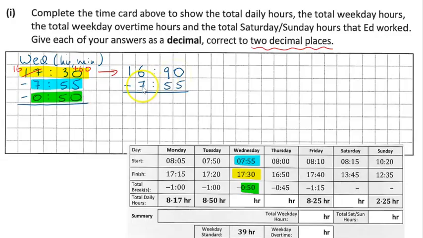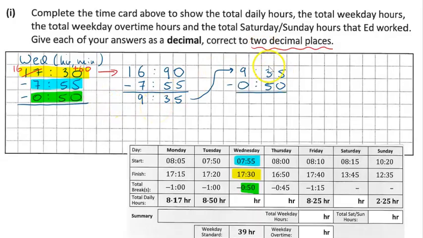And then we're going to subtract the 7:55. So 90 minutes, take away 55 minutes, leaves us with 35 minutes. And 16 hours, take away 7 hours, leaves us with 9 hours. So then we go again. We're going to start with 9:35 and we're going to subtract 50 minutes.